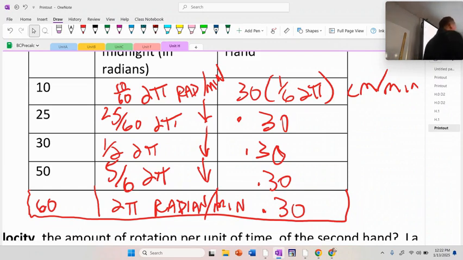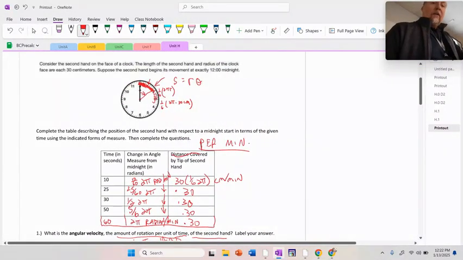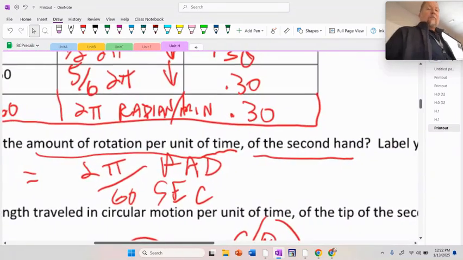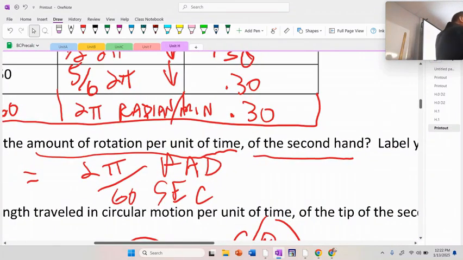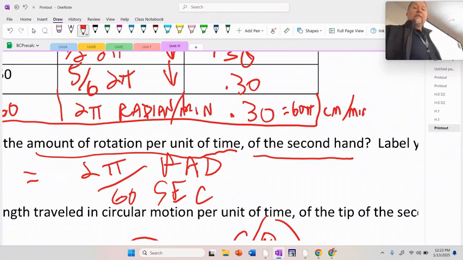And then what would the tip hand do? The tip hand would do 1 full circumference all the way around and travel all of that distance, which is a full 2 pi times r. So that's why at the end, I just multiply the previous answer by 30 to get the second column. That's what we discovered or threw in there. So it'd be 30 times 2 pi, which is 60 pi. So you do 60 pi centimeters per minute is what happens.